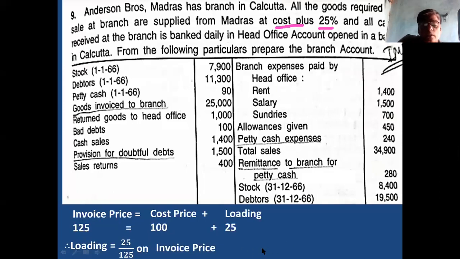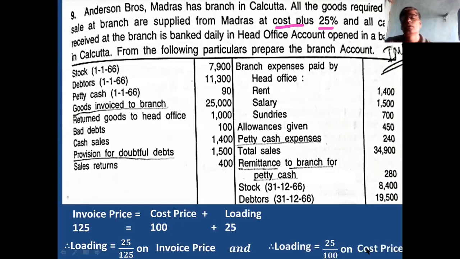Clear? Then the next equation is: loading is equal to 25 divided by 100. This 100 is taken from below the cost price. So 25 divided by 100, this 100 is relating to cost. Therefore, on cost price. Remember these two equations. You form these two equations.